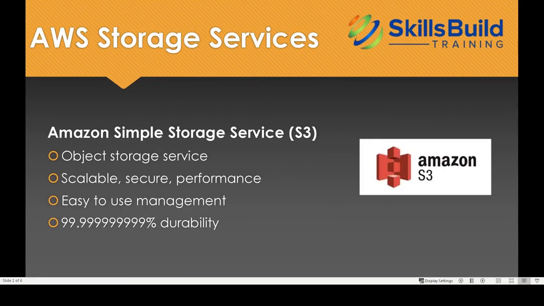Amazon Simple Storage Service or Amazon S3 is an object storage service that offers industry-leading scalability, data availability, security, and performance. This means customers of all sizes and industries can use it to store and protect virtually any amount of data for a range of use cases such as websites, mobile applications, backup and restore, archive, enterprise applications, IoT devices, and also big data analytics.